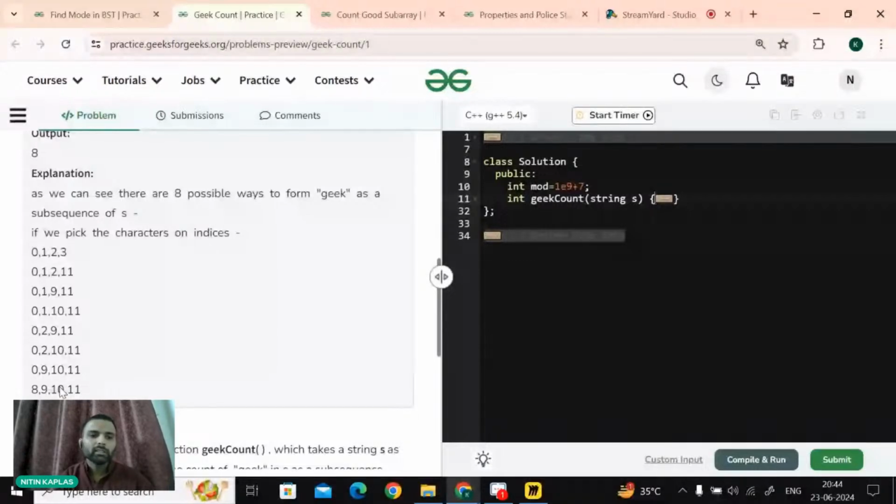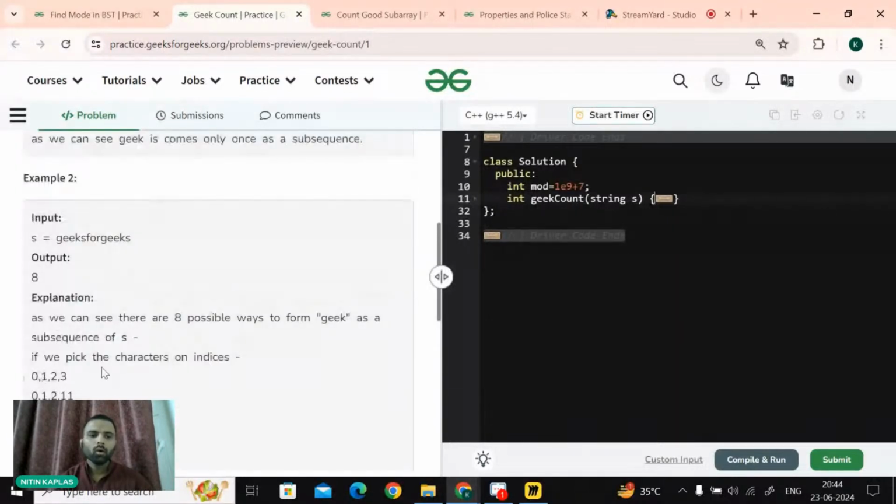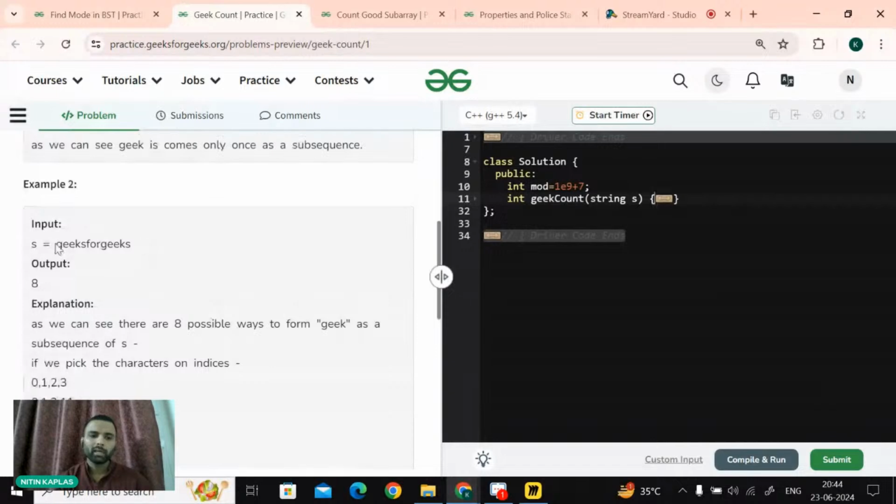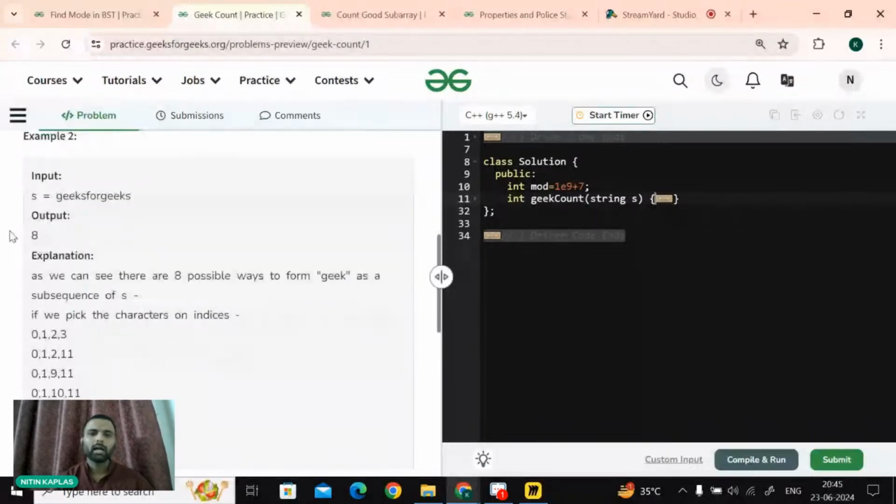So if you see, focus on these indexing parts, all are different, right? If all are different, just visualize these indexing parts and check with the help of these four indices what character, what string you are making. You are making a GEEK, right? So we just need the count of it. How many counted? It's 8. That we have to write out, right?